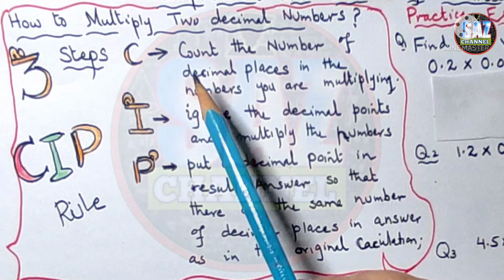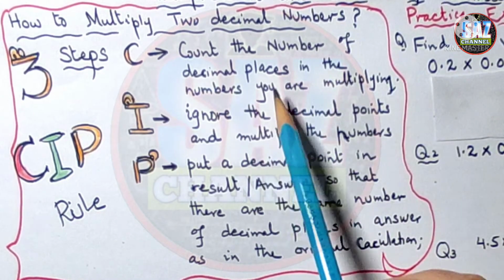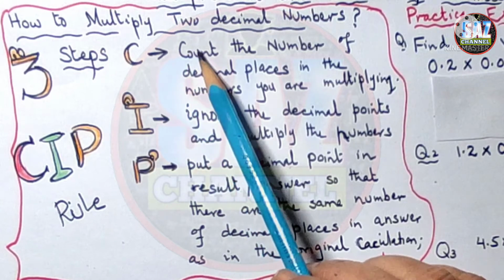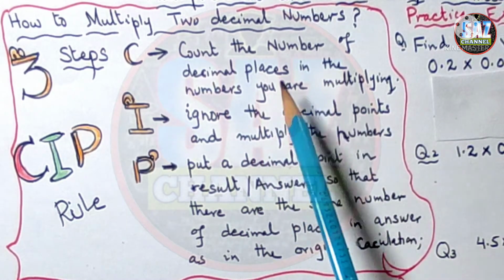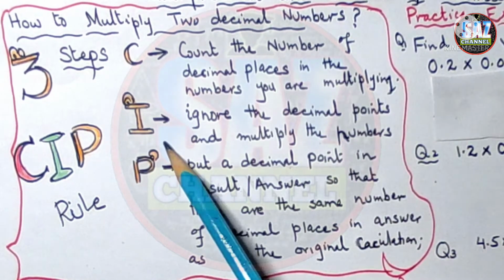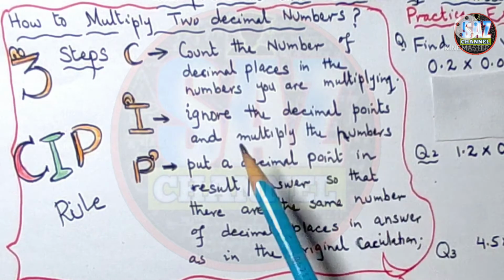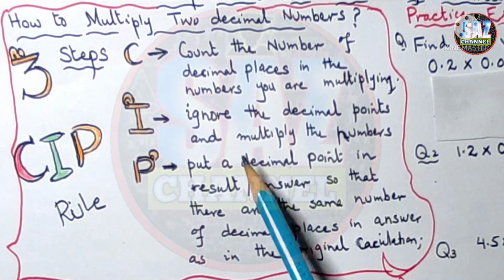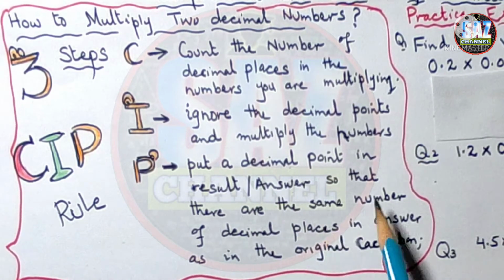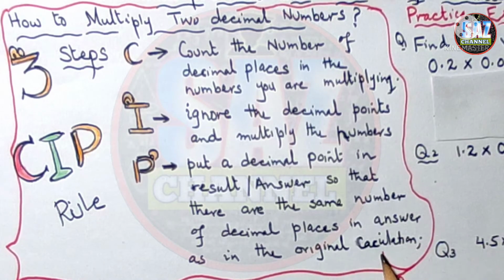C means count the number of decimal places in the numbers that you are multiplying. I means ignore the decimal points and multiply the numbers. And then P is put the decimal point in the answer so that there is the same number of decimal places in the answer as in the original calculation.